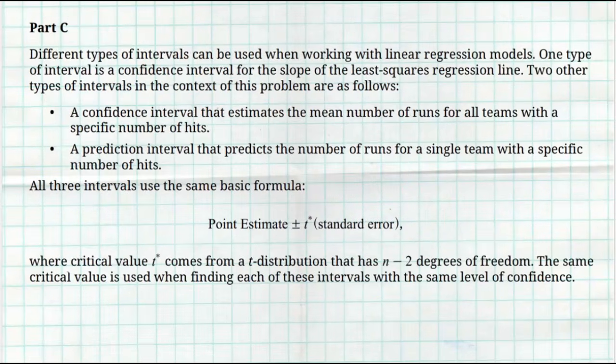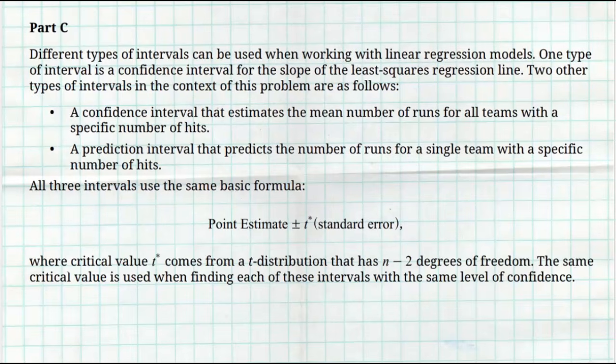All right, next part says part C. This is where things get a little bit tough, but if we go slow, it's not too bad. Different types of intervals can be used when working with linear regression models. One type of interval is a confidence interval for the slope of the least squares regression line, which you've actually done before in Unit 9. But they're not even going to ask about that one. They're going to ask about different intervals.